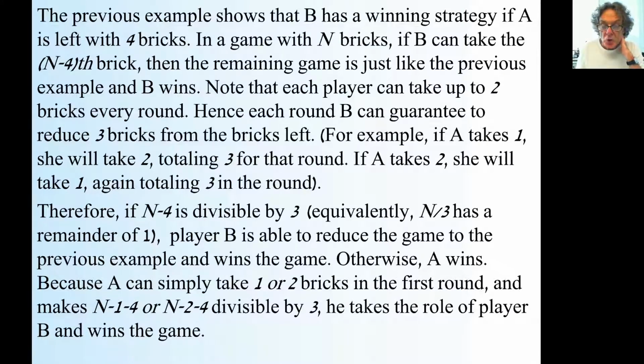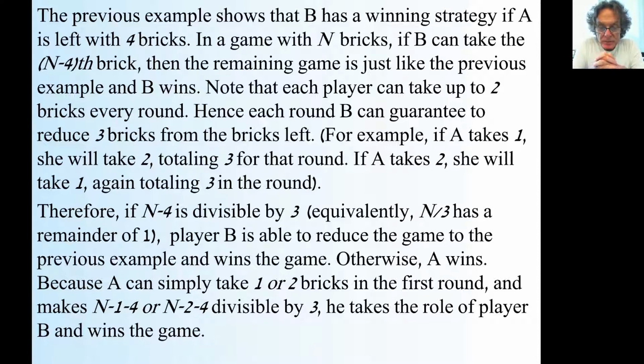The previous example shows that B has a winning strategy if A is left with four bricks. In a game with n bricks, if B can take the n minus fourth... you can read it. It's not really very material to what we do, but this is actually an explanation of how to find the optimal strategy, no matter how many bricks we have. But let me just say the following. I just tell you how to do it.